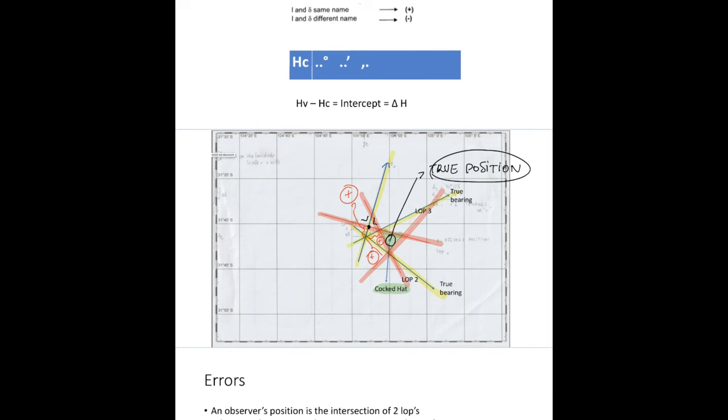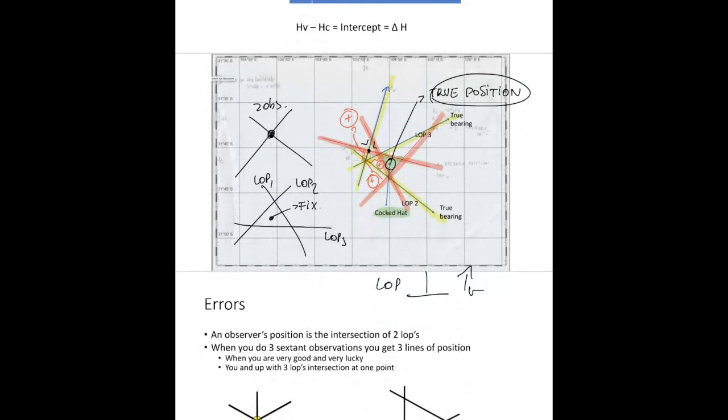So this is what we will do in practice. We combine 2 or more lines of position in order to get a triangle, or if we only have 2 observations, we get a fix. If you have 2 observations, you get this. If you get 3 observations, you get this triangle, and then this will be your position, with line of position 1, line of position 2, line of position 3. The line of position is always perpendicular to the true bearing, and it is marked away or towards.